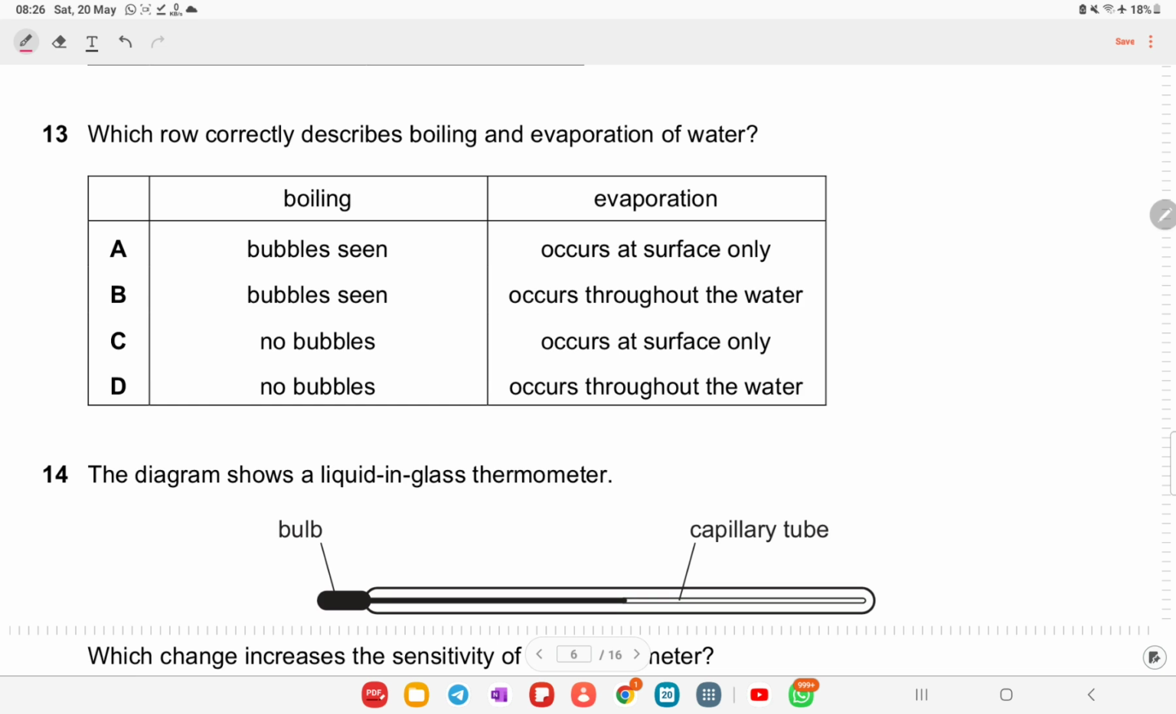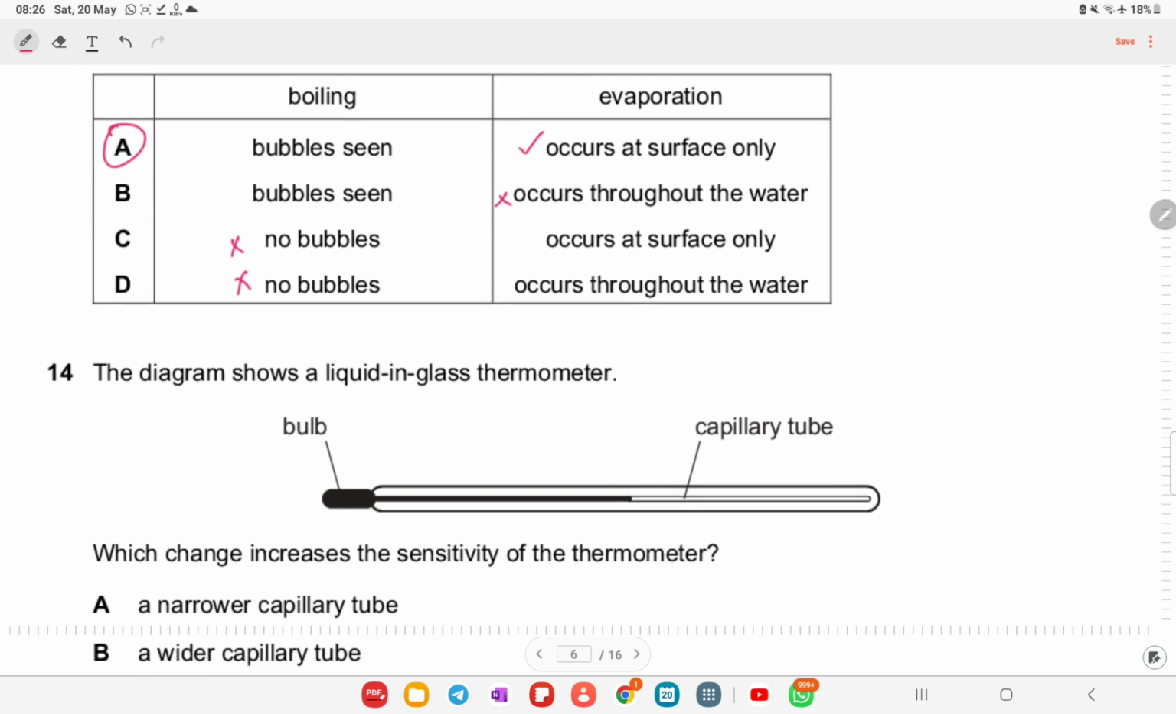Which rows correctly describe boiling and evaporation? So this is not possible. Bubbles are seen. Evaporation occurs at the surface. Yes, this is right. Occurs throughout. This is wrong. This is for boiling, and bubbles are seen. So you can do this.